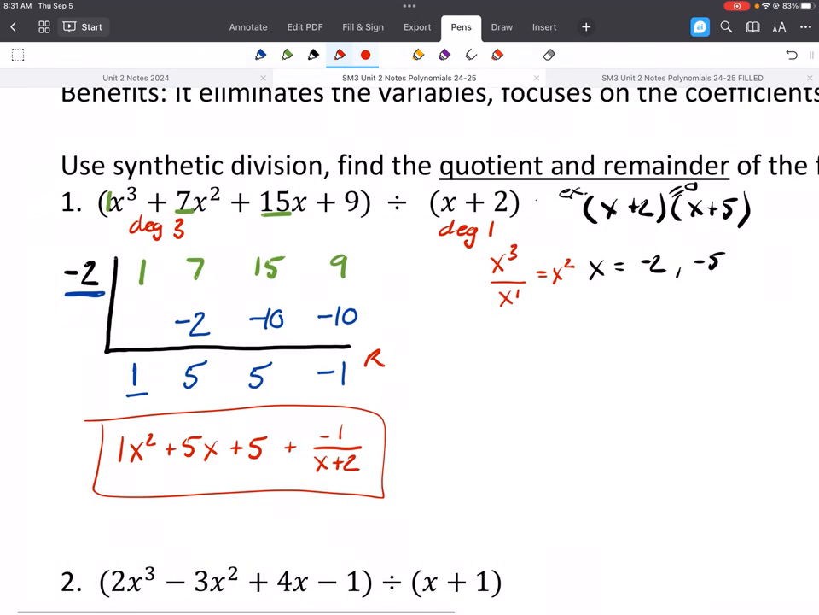So basically, the thing about synthetic division is it simplifies it a lot. First off, you don't have to carry around all the variables, okay? You do need to make sure that if there is a missing term, just like before, you put a 0 for that, and we'll do an example of that coming up.